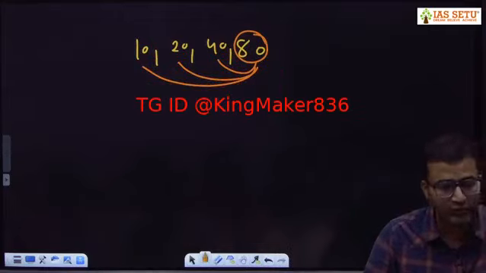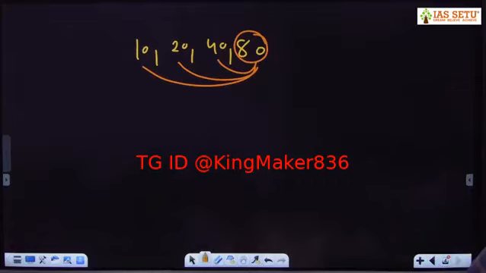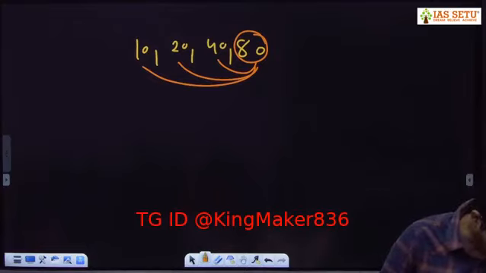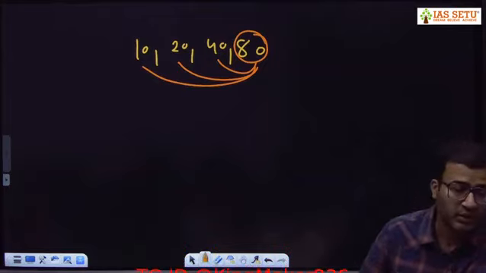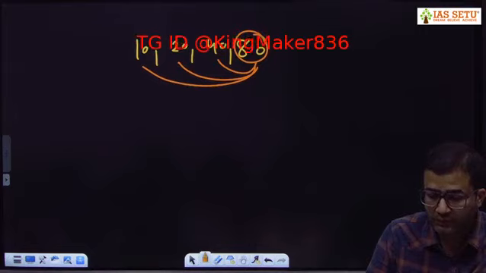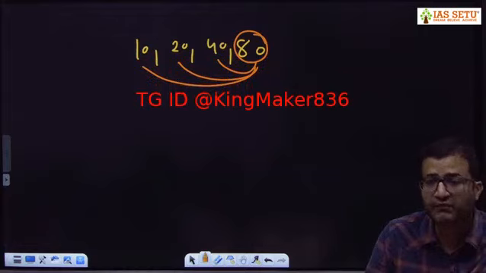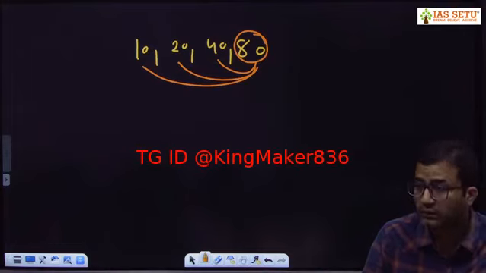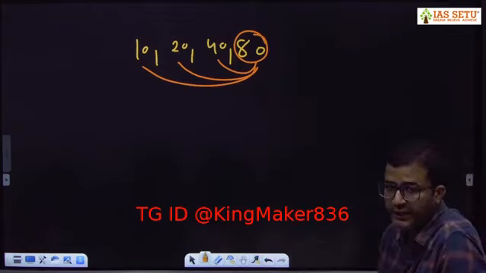Write this down, second observation. If the largest number is a multiple of all the remaining numbers, then the largest number itself is the LCM. For example, 10, 20, 40, 80. So what is the LCM? 80.